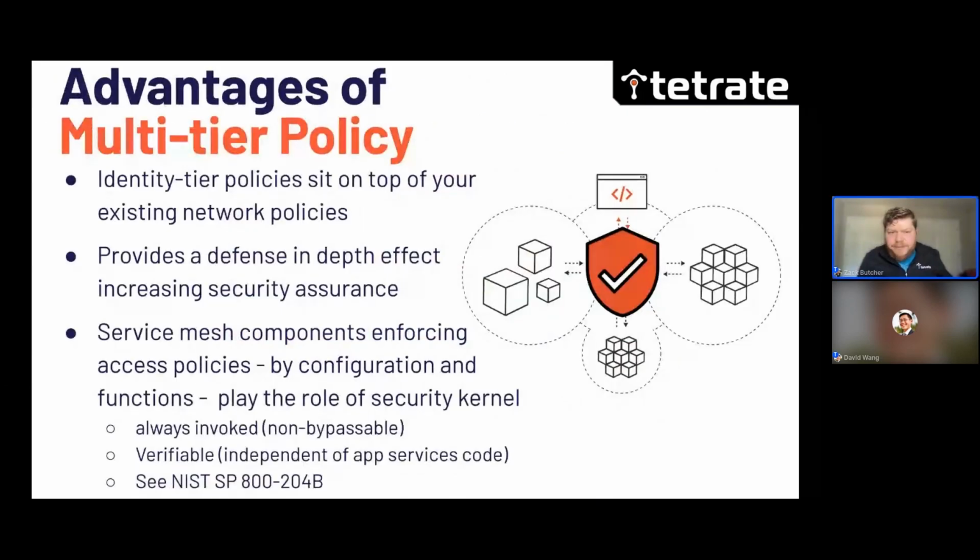So some of the advantages here: it sits on top of existing network policies, right? So we can take an existing enterprise with existing policies and start to retrofit identity tier policies on top without even necessarily going through the step of relaxing the controls below. But we can start to relax the controls below if we want after we have the identity-based policy.